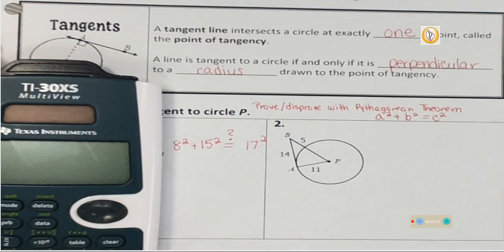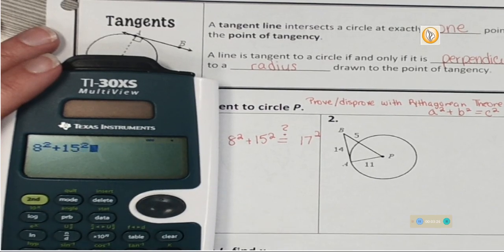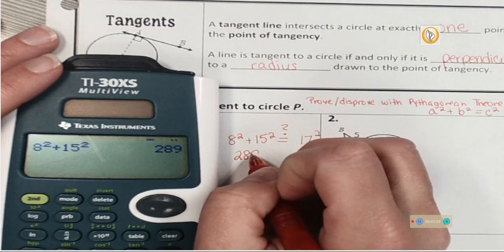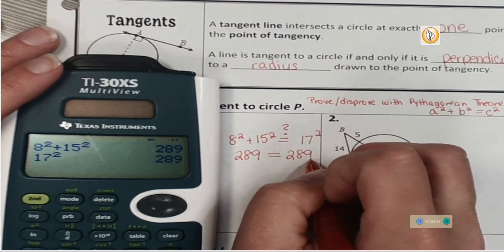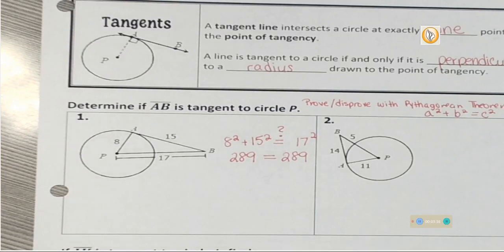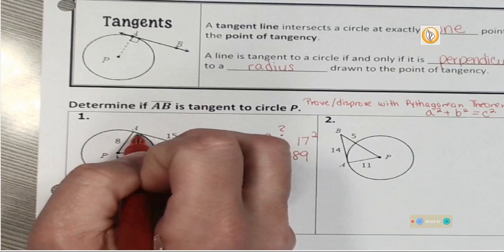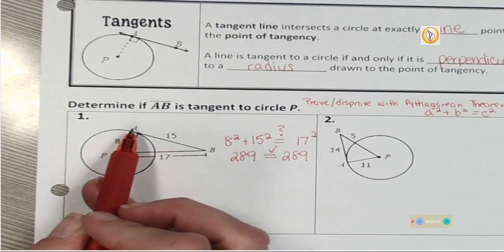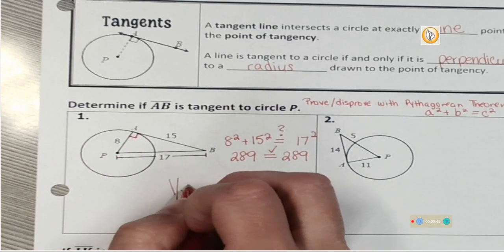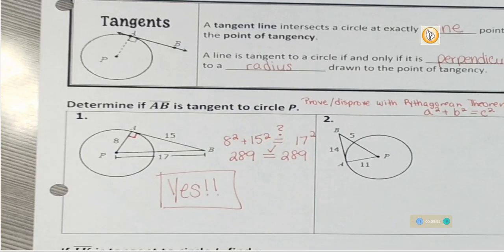So I would type in the left side and the right side. I've got 8 squared plus 15 squared, which gives me a total of 289. 17 squared gives me a total of 289. Is it true that 289 equals 289? Oh, yeah. So that means that this really is a right angle. And so if this possible tangent AB meets at a 90-degree angle, then yes, it is a tangent. So if the Pythagorean theorem is true, then it really is a tangent line.